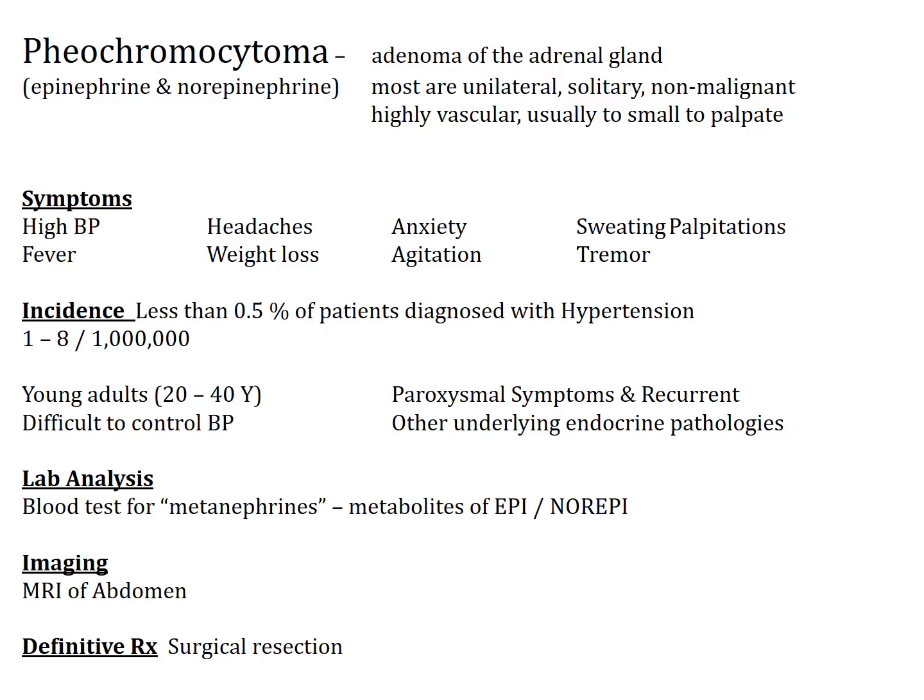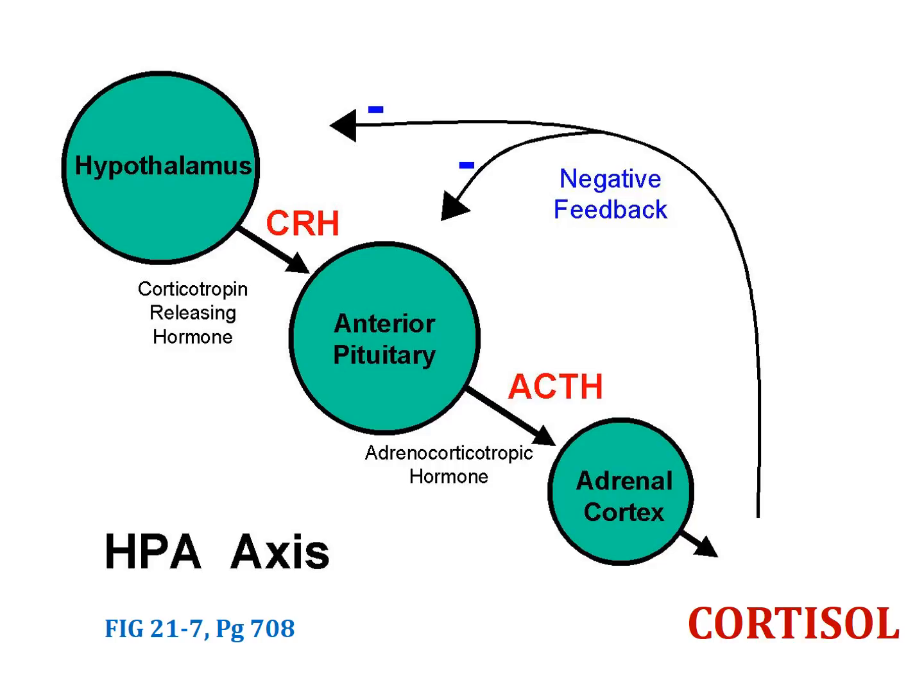Then do an MRI, find the tumor on the MRI, and then be referred to a surgeon who specializes in these types of surgical removals. So again, the treatment for a pheochromocytoma is not medical, it's surgical. It's to resect the tumor. Okay, that was the adrenal medulla.